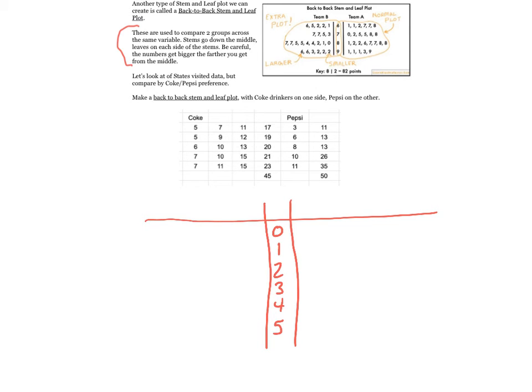We could do a split back-to-back stem and leaf plot too if we wanted to. One side we'd label Coke, I'll put them over here, and one side we'd label Pepsi. So let's do the Coke side first. We would do 5, 5, 6, 7, 7, 7, 9, and that's it for the first one.